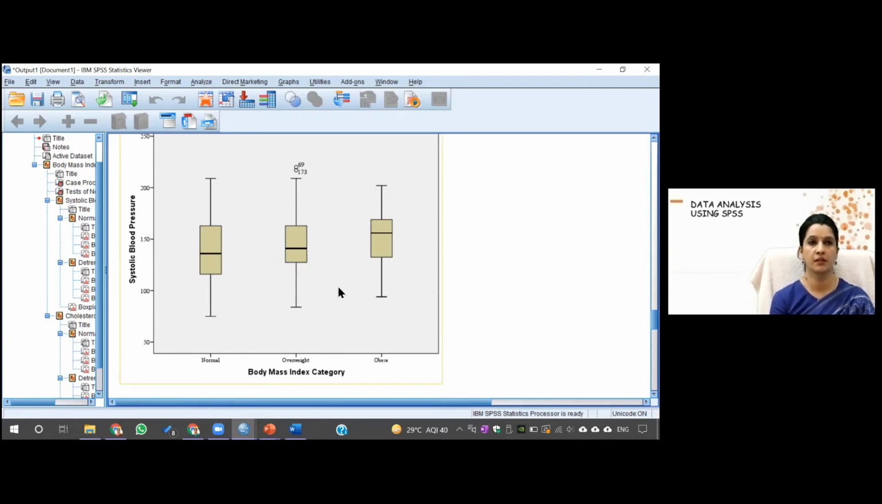If you see this BMI category, systolic blood pressure across these three, then what about the outlier? You can see the outliers in normal, overweight and obese. So can you comment whether there is any outlier or not in this case? And if yes, is it a normal outlier or an extreme outlier, and in which group? Please type your answer in the text box, or you may unmute yourself and answer.